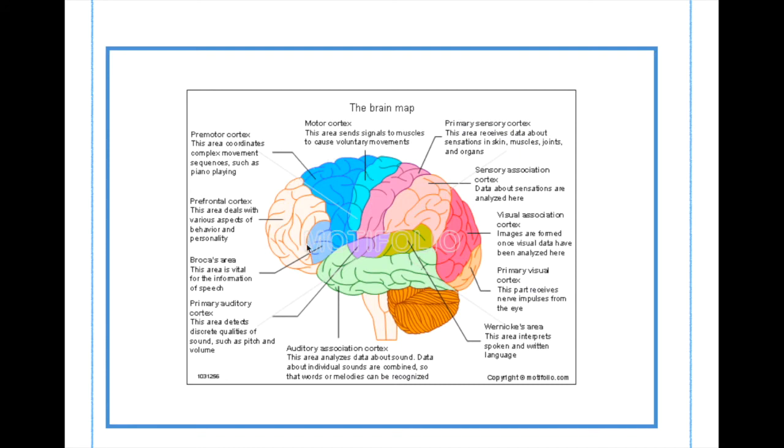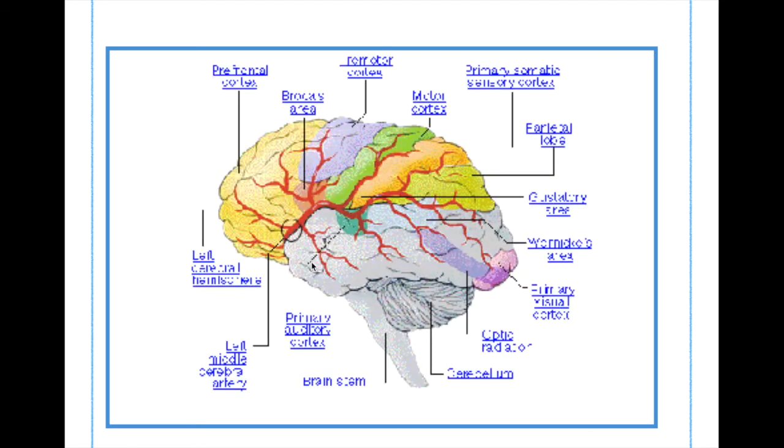This is just another brain map showing us the same thing. The motor cortex, the primary sensory cortex. Here it says Wernicke's area interprets spoken and written language. Again, interpretation, input is towards the back, output and motor and thinking is towards the front. Broca's area, this affects fluent speech. All right, this is another way to look at it. All these arteries, you see that? If it's one big artery, motor cortex is in the middle.